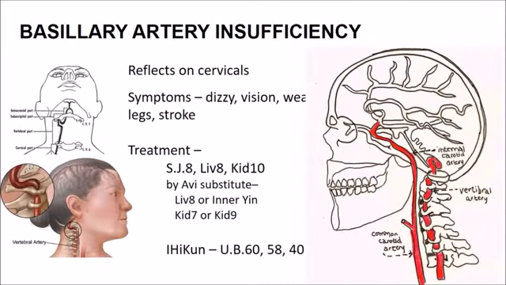The basilar artery insufficiency type reflects as tension on the cervicals. The vertebral artery curves at C1 and becomes the basilar artery, and that curve is susceptible to congestion, which will reflect further down, lower on the cervicals. The blood supply to the posterior brain is affected and will manifest as dizziness, blurred or double vision, weakness of the legs, the quads, loss of balance, and pain when turning the head from one side to another. This can also develop into stroke.